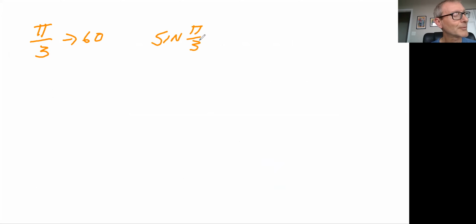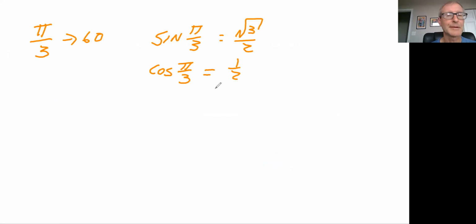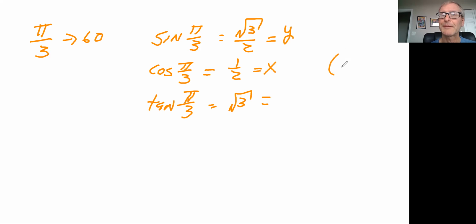And so what would be sine of pi over 3? If you look at our table, that would be square root of 3 over 2. And what would be cosine of pi over 3? That should be 1/2. And then tangent of pi over 3 would be square root of 3. Remember, sine is the y value and cosine is the x value. So if you plotted that point, 1/2, square root of 3 over 2, it would be right on the unit circle.